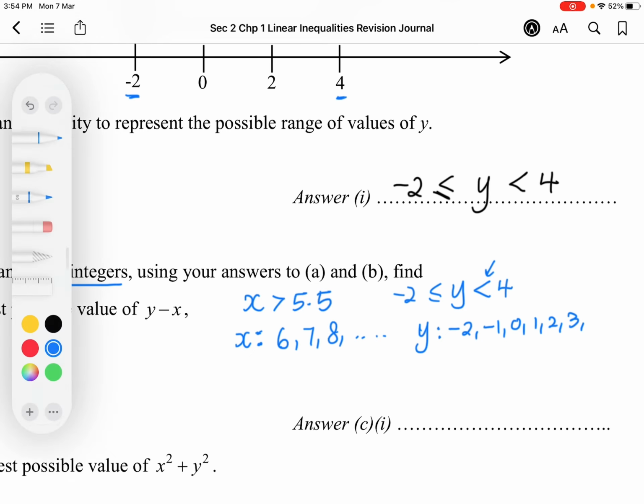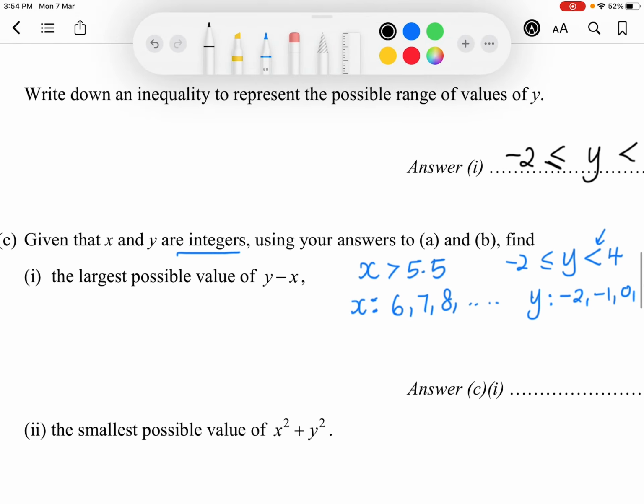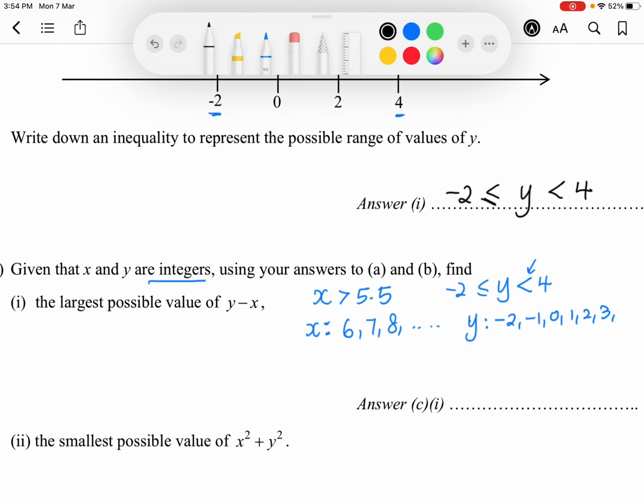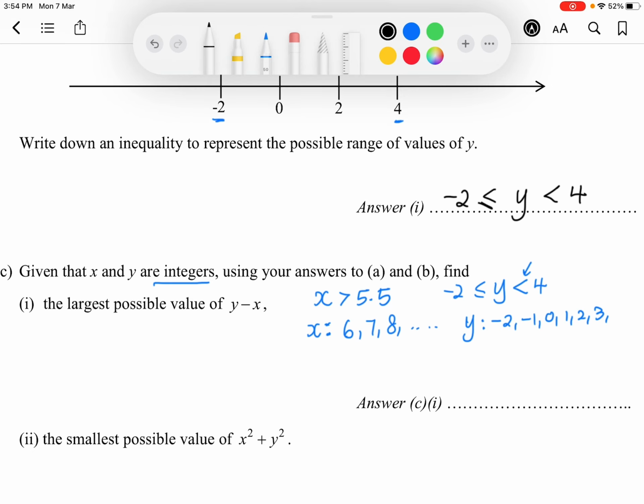Now the question asks me to find the largest possible value of y minus x. If I want the largest possible value of y minus x, that means I'm going to take the largest y, which is 3, minus away the smallest value of x. Which one is my smallest value of x? Oh, 6 over here. So my smallest value of x is 6. So 3 minus 6 will give me negative 3. Okay?